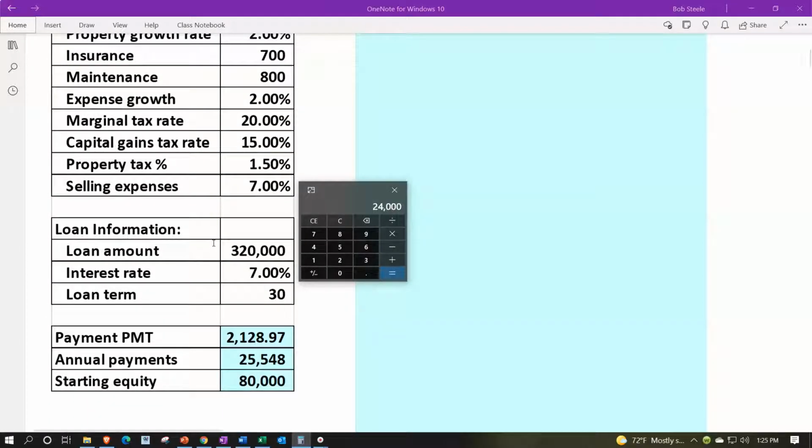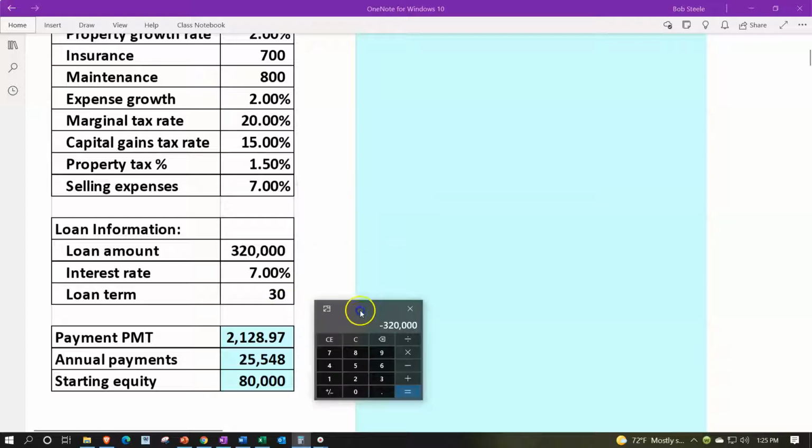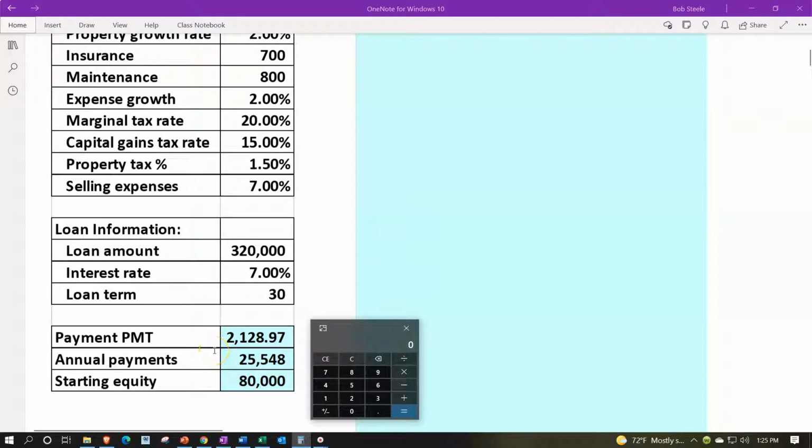So we have a cash outflow relating to the selling costs. The loan information: a $320,000 loan, meaning we got a $400,000 property times 20%. Hold on a sec. 400,000 times 20%, 80,000 down, minus the 400,000 means we're taking a loan for 320. 7% we're going to say is the rate, 30-year loan. We calculate the payments to be, and we won't go through the calculation here, we'll do it in Excel if you want to take a look at it, but we've seen it in the past using the PMT function, 2128.97 times 12.